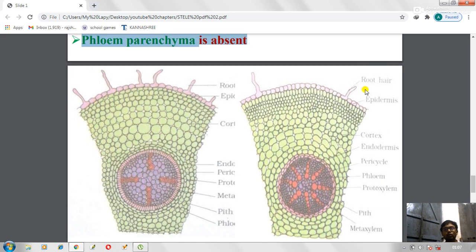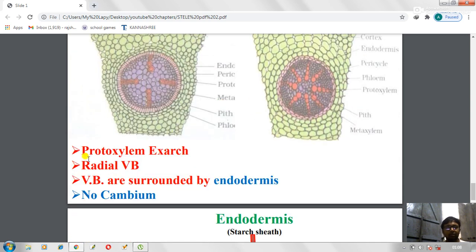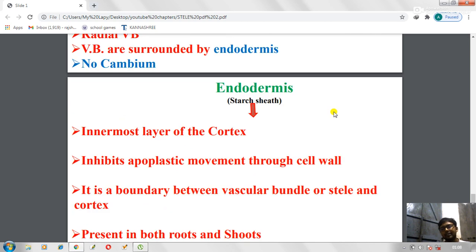Now we'll see the root structure. You will see the same root structure in monocot and dicot. First the epidermis, cortex, endodermis, pericycle, phloem, and the xylem is of exarch type. That is, the protoxylem is present in the outer region and the metaxylem toward the central region, the pith, with an alternating radial type of arrangement of vascular bundles. Protoxylem is exarch, the vascular bundle is radial, surrounded by endodermis, and no cambium is present. So this is the overall structure of the vasculature, and now we will see the endodermal structure.